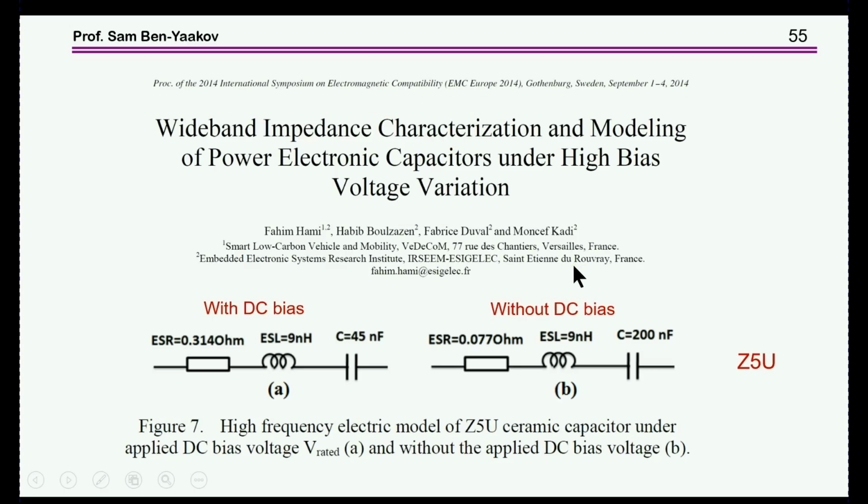So I dug up a number of papers, and they are saying that with DC bias, the equivalent ESR is 0.3, and for the same capacitor without DC bias, it's 0.077. Meaning that the DC bias decreases the capacitance: here it is 45 nanofarad with DC and 200 without DC. So indeed, it behaves like a smaller capacitor with a higher ESR. Okay.